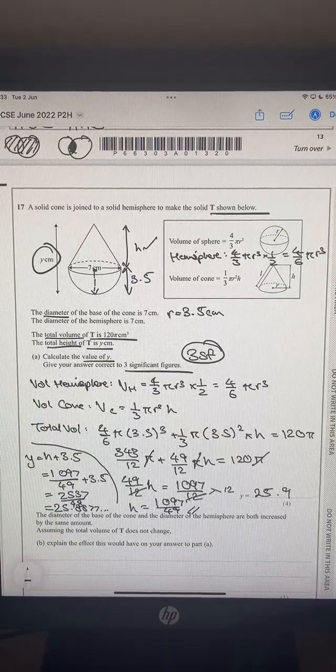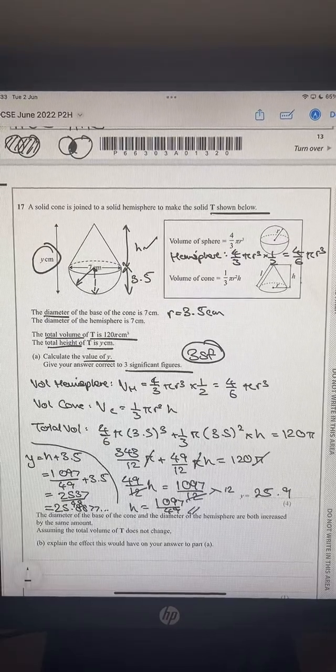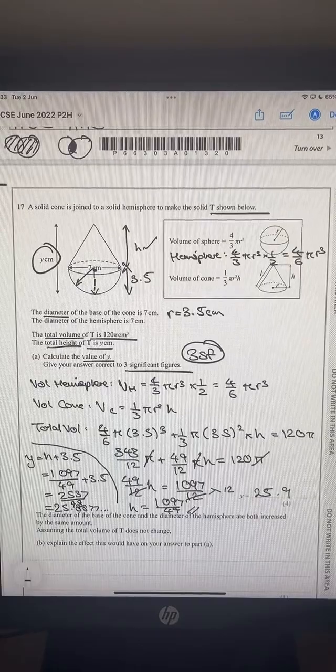I need to find what y is, and I know that this is 3.5 because that's a radius, right? A hemisphere is a radius on all of those things. Even this going this way is 3.5. So 3.5 plus the height of my cone, which I found, my missing height there. You can see the diagram. So h plus 3.5 is equal to 25.8877, and so on. They went into 3 sig figs, so that's 25.9 to 3 significant figures. And that's how you do question 17.